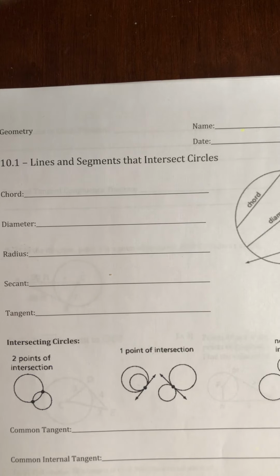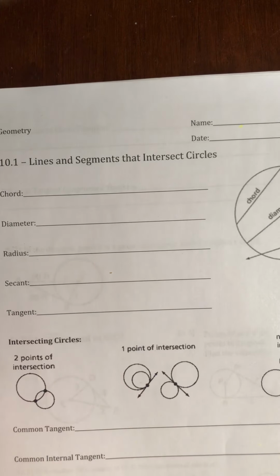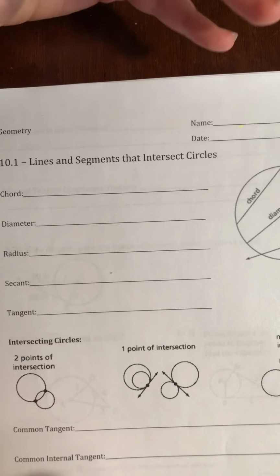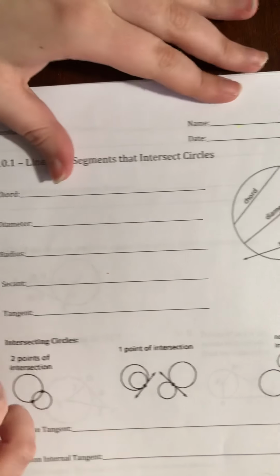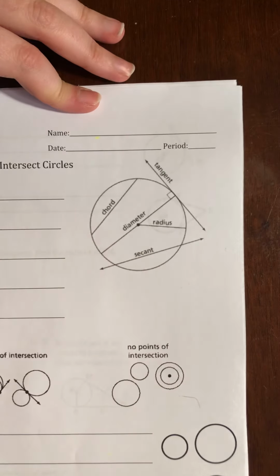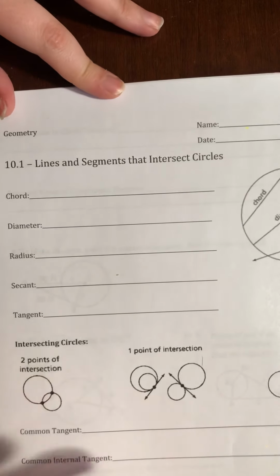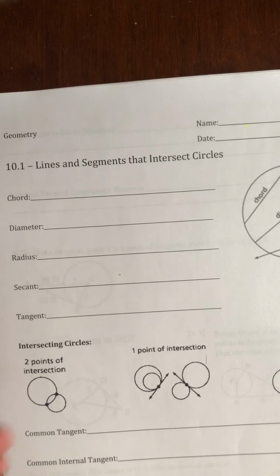All right, so this is 10.1, and essentially we are moving on to chapter 10, and it is all about circles. So we're going to talk about the different aspects of a circle first. So we have chords, diameters, radiuses, or radii would be the plural, secants, and tangents, all right?